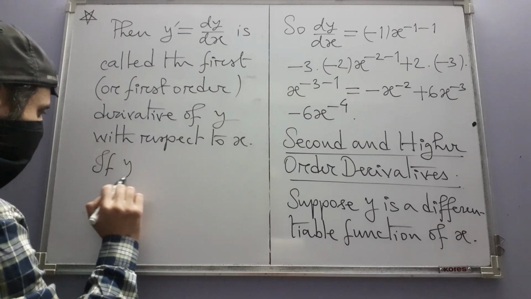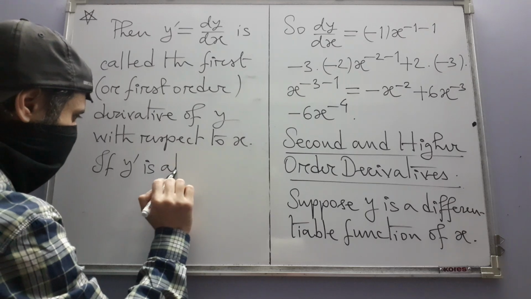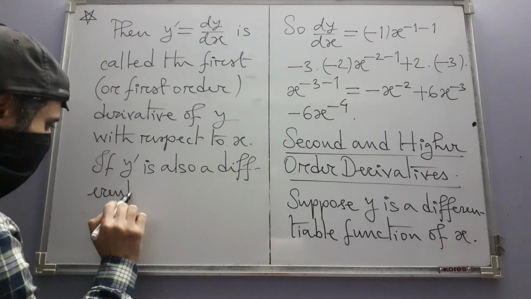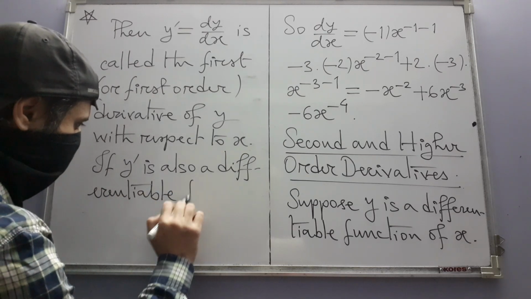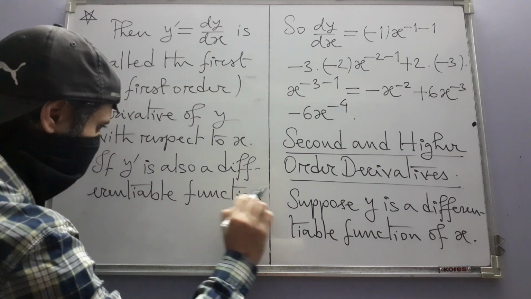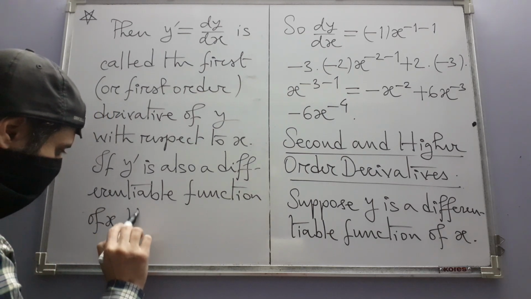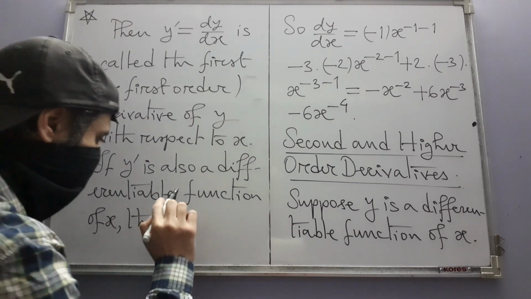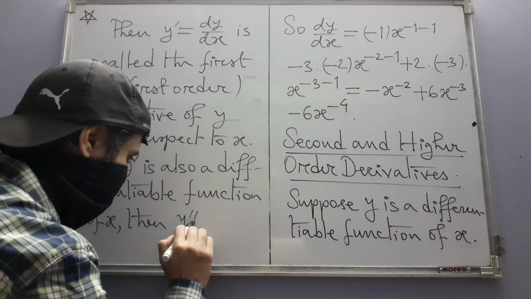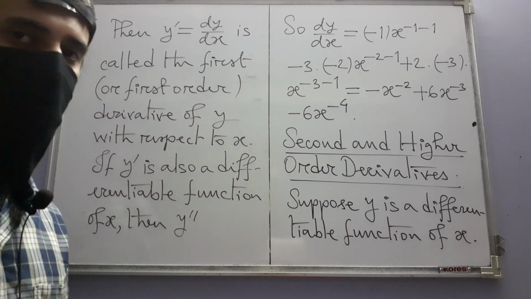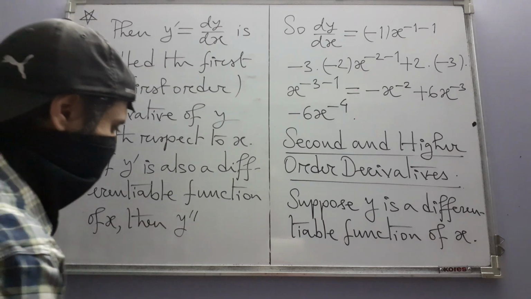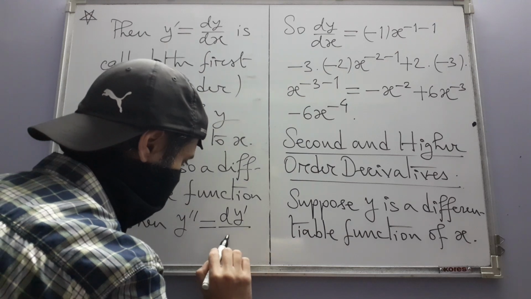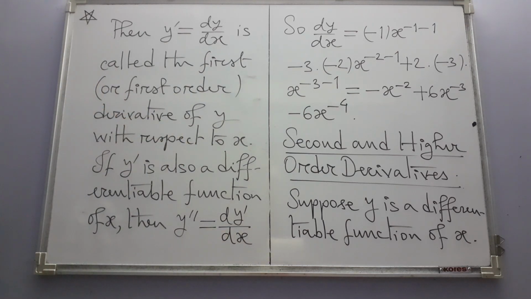If y prime is also a differentiable function of x, then we can differentiate it again with respect to x and write that quantity as y double prime. That means prime of y prime. Or this is what it actually is, the derivative of y prime with respect to x.